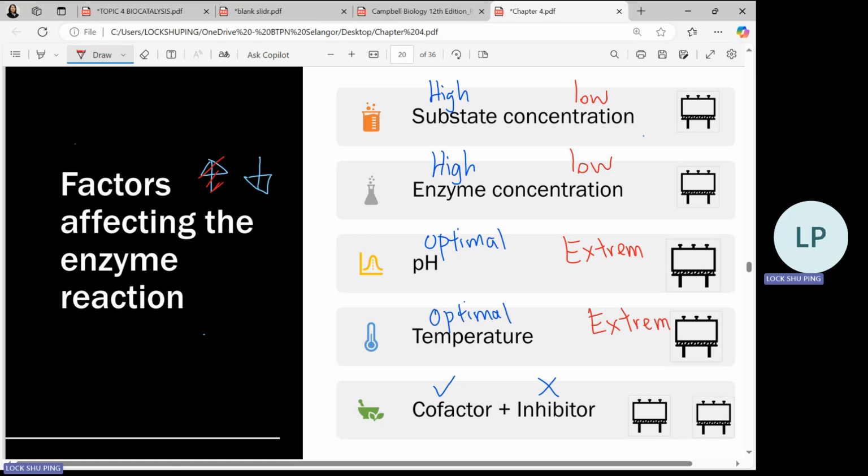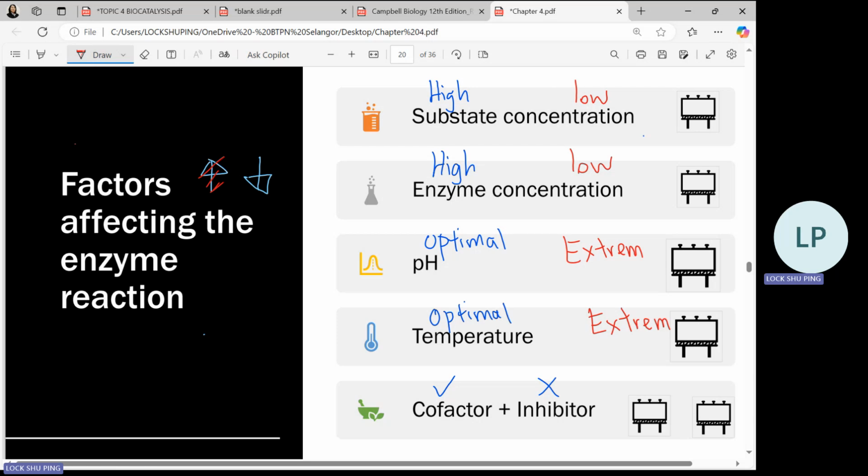We cannot use the word low or high for pH or temperature, because different enzymes work at different optimal temperatures. Some enzymes work at 100 degrees Celsius, and for them, 70 degrees Celsius is a low temperature. But for humans, 70 degrees Celsius is an extremely high temperature. All the enzymes functioning in humans will malfunction at 70 degrees Celsius. But for bacteria that live in hot springs, 70 degrees Celsius is too low for them.